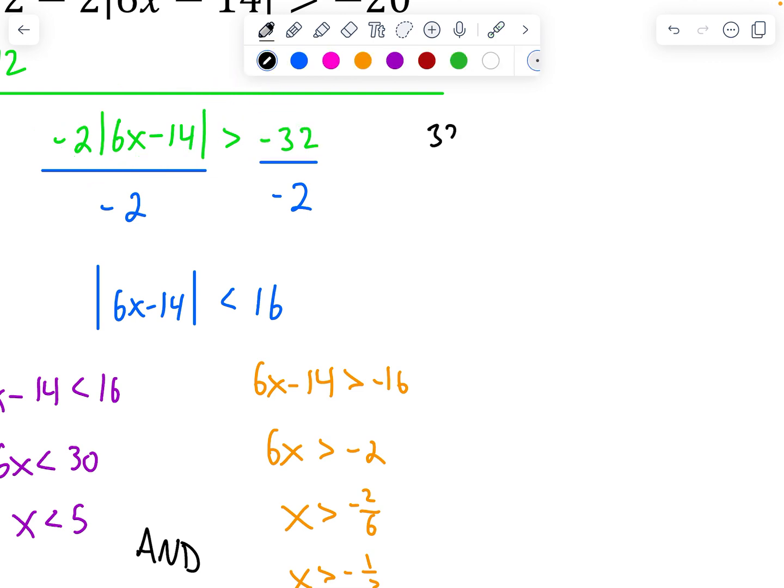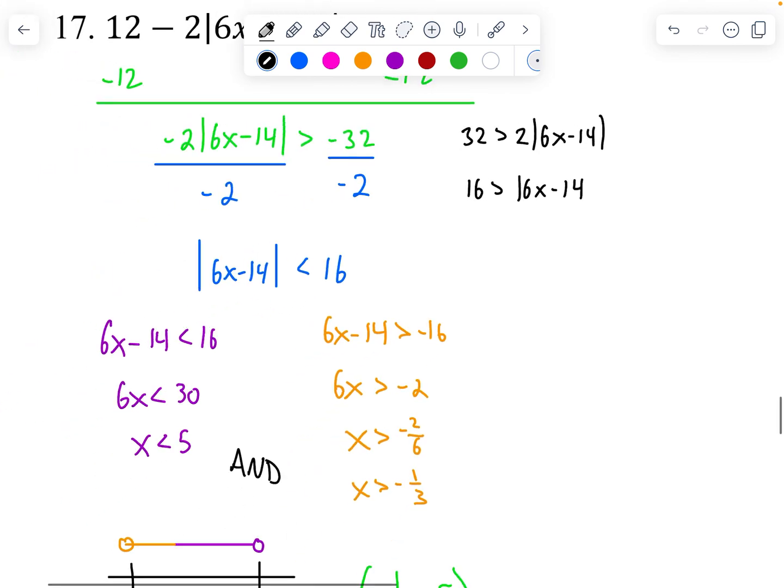So it becomes 32 is greater than positive 2 times the absolute value of 6x minus 14. Do not distribute in absolute values. Leave that 2 there. To get rid of it, divide by it. So now you have 16 is greater than the absolute value of 6x minus 14. And now we can do our two cases, which is the absolute value of 6x minus 14, and now our distance needs to be less than 16.